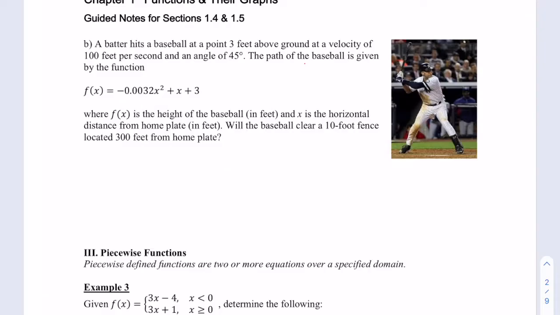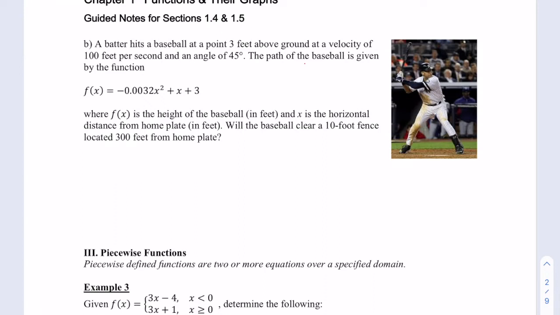For our next example, we'll look at a batter. And here we have Derek Jeter, who hits a baseball at a point 3 feet above the ground at a velocity of 100 feet per second and an angle of 45 degrees. The path of the baseball is given by the function f of x equals negative 0.0032 x squared plus x plus 3, where f of x is the height of the baseball in feet, and x is the horizontal distance from home plate.